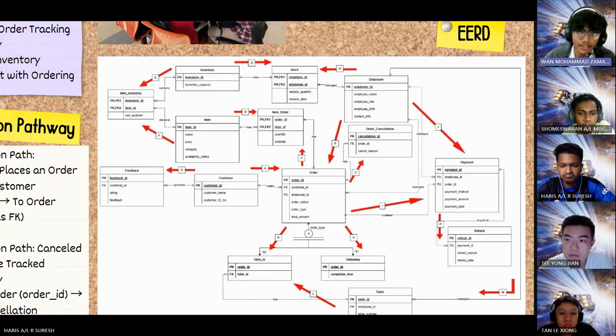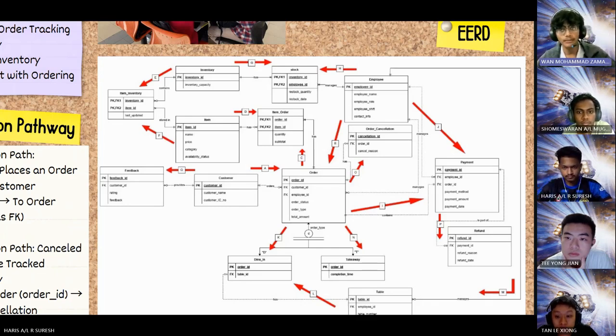Next, the stock relationship ties the inventory and employee tables. It uses inventory ID and employee ID to track which employee is responsible for restocking a particular inventory. It also includes restock quantity and restock date to record the amount and date of restocking.